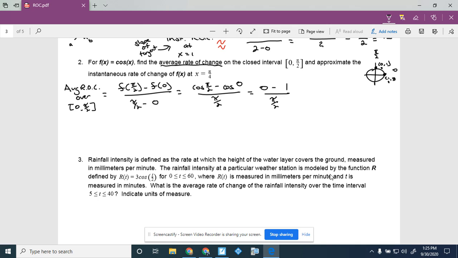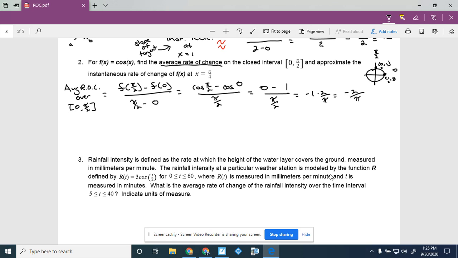So now dividing by a fraction is like multiplying by a reciprocal. So I get negative 1 times 2 over pi, or negative 2 over pi. So my average rate of change of the cosine function over this interval is basically down 2 over pi units, okay? And we can actually see that.